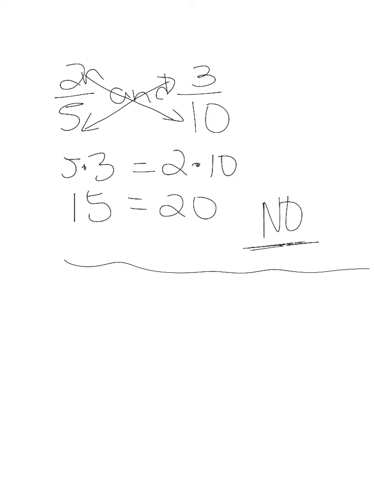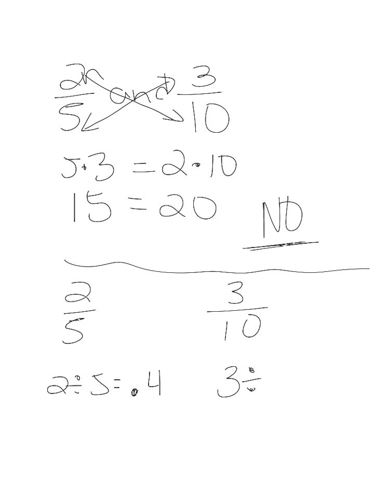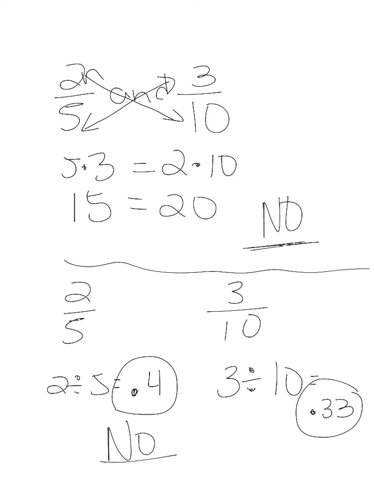Again, we can also look at our unit rate. So we have 2/5 and 3/10. If I do 2 divided by 5, I get an answer of 0.4. If I do 3 divided by 10, I get an answer of 0.33. You can see not the same number. They do not have the same unit rate, so no, these numbers are not proportional.